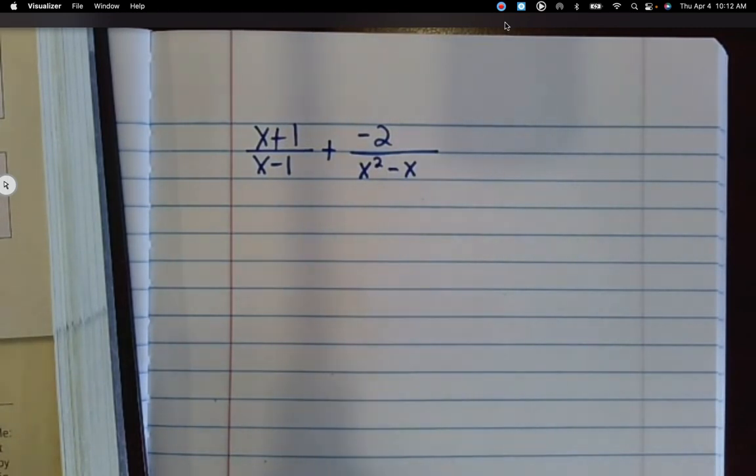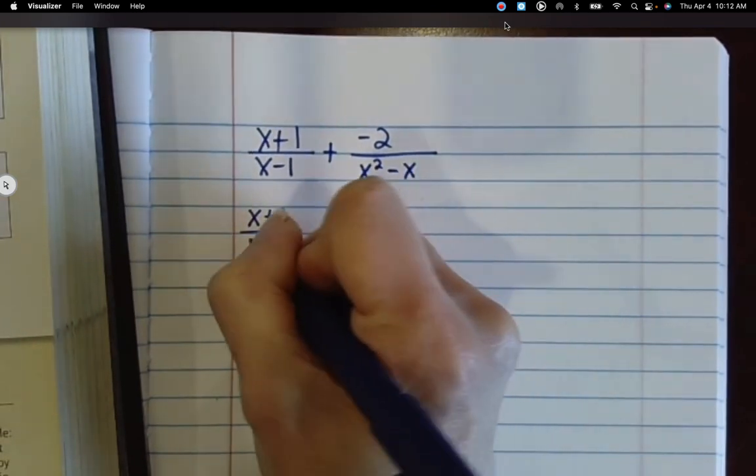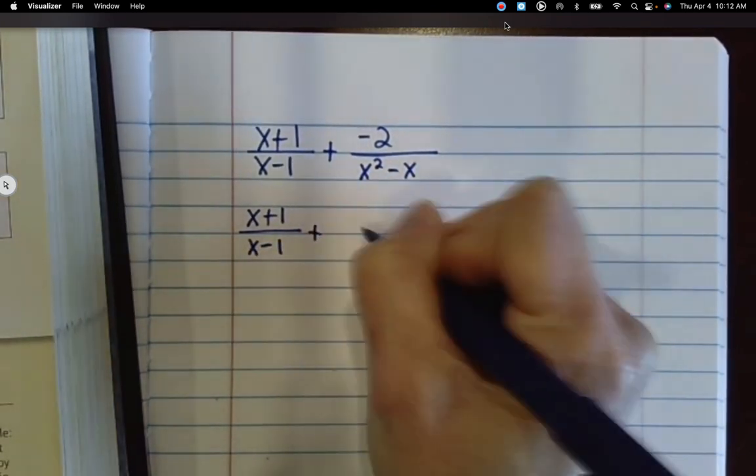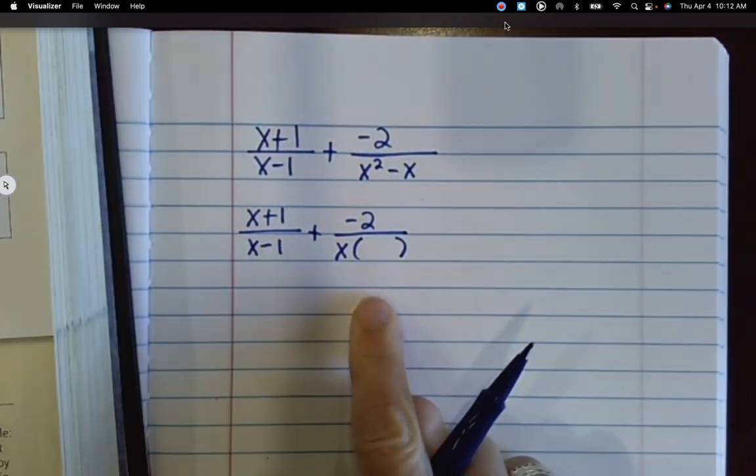Okay, everything else I'm going to write the same. So I'm just bringing down all these other things. And I'm going to factor out an x. What does that mean is left over?